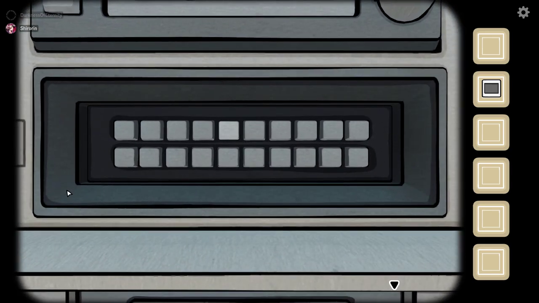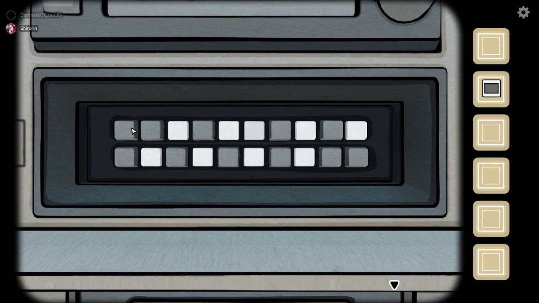Nothing? Wait. I have to press 2. Okay. Bottom one, the second one? Yeah. Okay, sorry. Top one, third. Okay, bottom one, 6. Top 8. Top 1, 10. Down 1, 4. Bottom 1, 8.